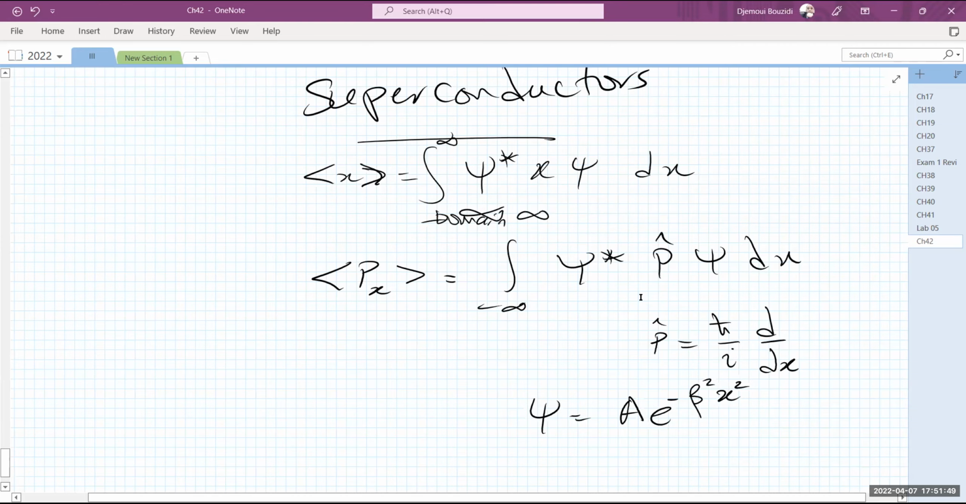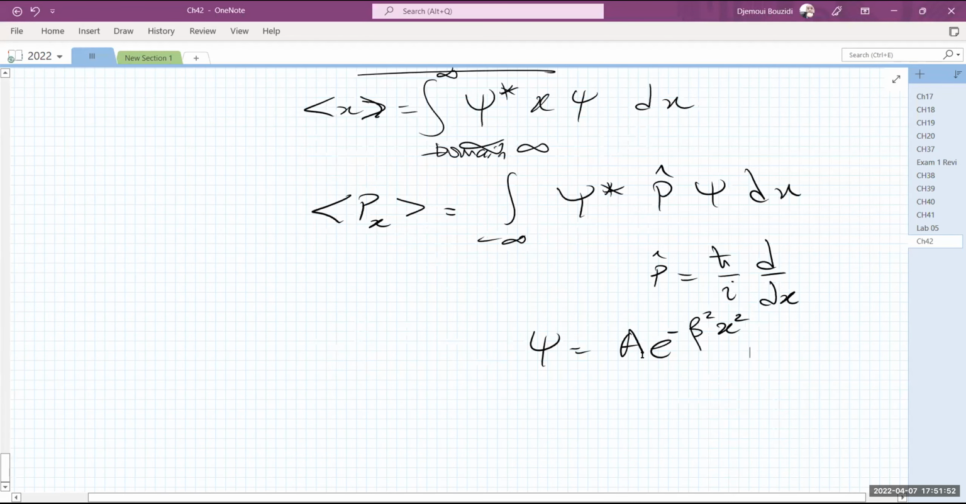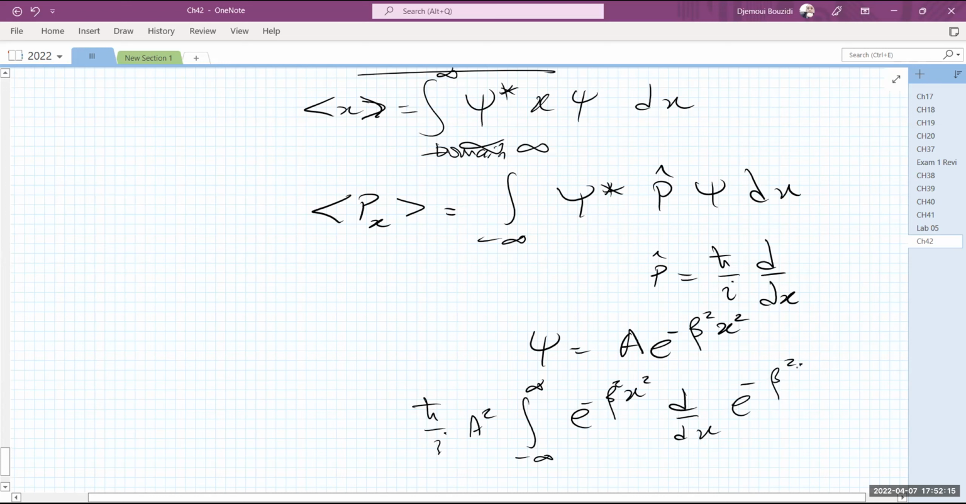Okay. So now if I plug in this value in here, where a has been normalized, so you already have the value of a. It's going to be a squared, because this one has an a and that one has an a. So it's going to be a squared, the integral from negative infinity to positive infinity, of that exponential of that constant times, and that h bar over i that comes in here, times the derivative with respect to x of an exponential of, again, negative beta squared x squared, times dx. In other words, I really have to take this derivative first and then multiply it by the other exponential and then integrate.